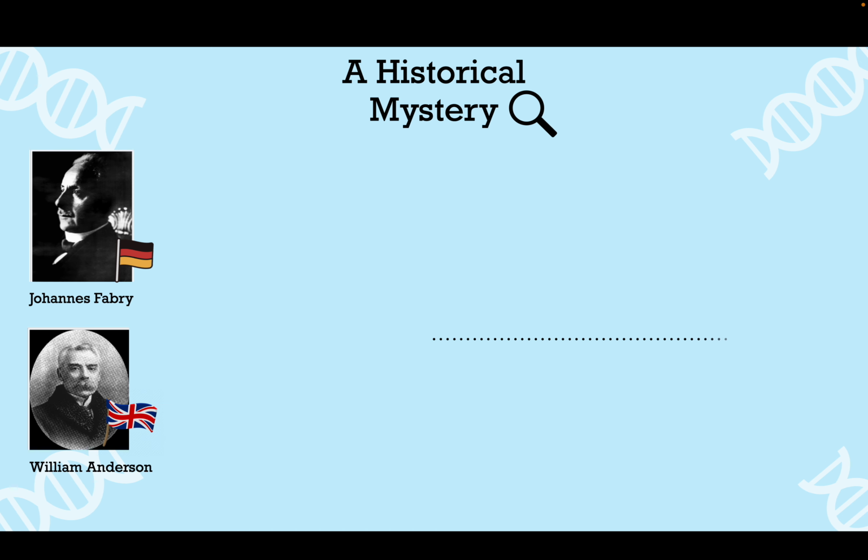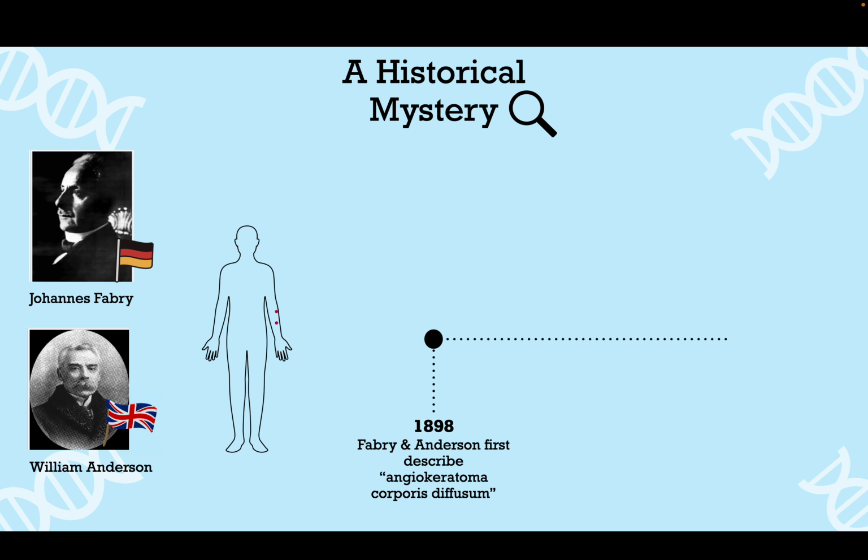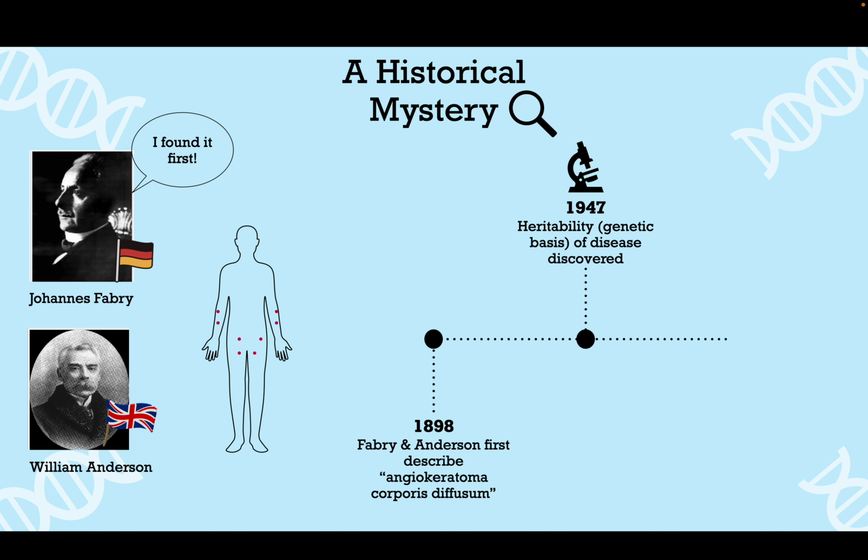In 1898, two dermatologists named Johannes Fabry from Germany and William Anderson from England, independently but somehow at the same time, described a brand new condition that they decided to call angiokeratoma corporis diffusum. They observed patients with unique angiokeratomas, or those red to purple lesions on the skin that we talked about previously. And fun fact, while the disease is sometimes called Anderson-Fabry disease, we most often just abbreviate it to Fabry disease for unsure reasons. Fast forward to 1947, and researchers discovered that this disease is hereditary, or based on genetic factors.